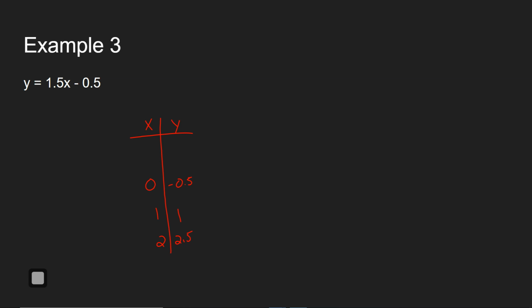If I put in negative 1, it would be negative 2. If I put in negative 2, it would be negative 3.5.